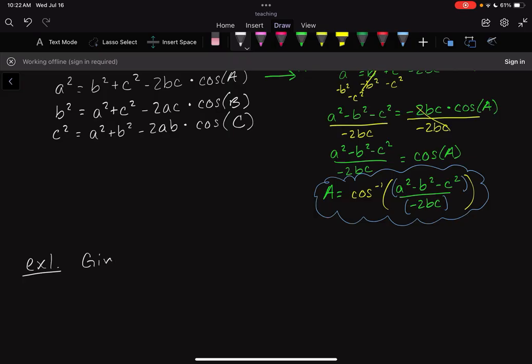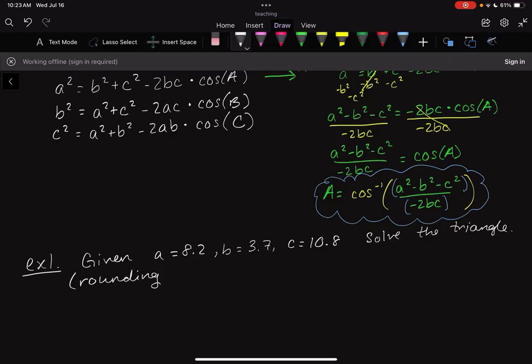It says given A is equal to 8.2, B is equal to 3.7, C is equal to 10.8, solve the triangle. And I usually will give you rounding directions on these triangles. So let's go ahead and say rounding to the nearest tenth for this one.